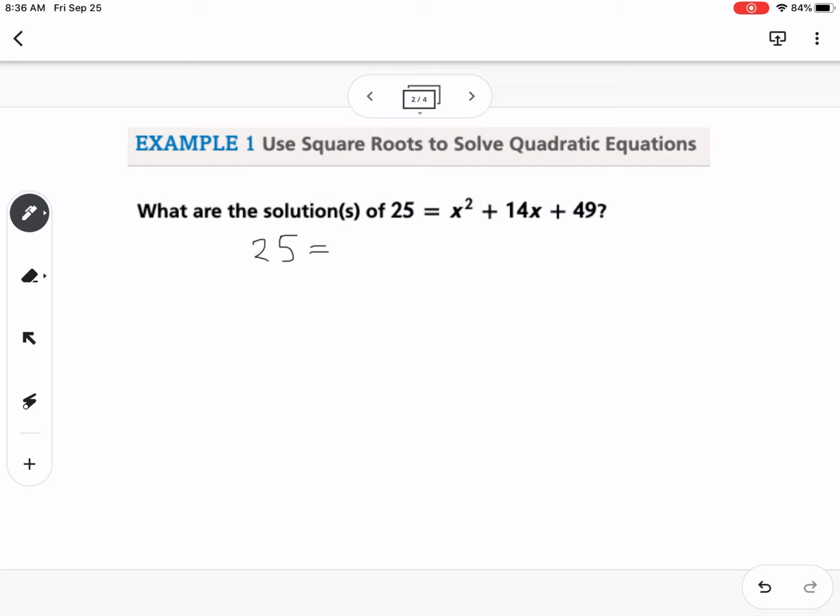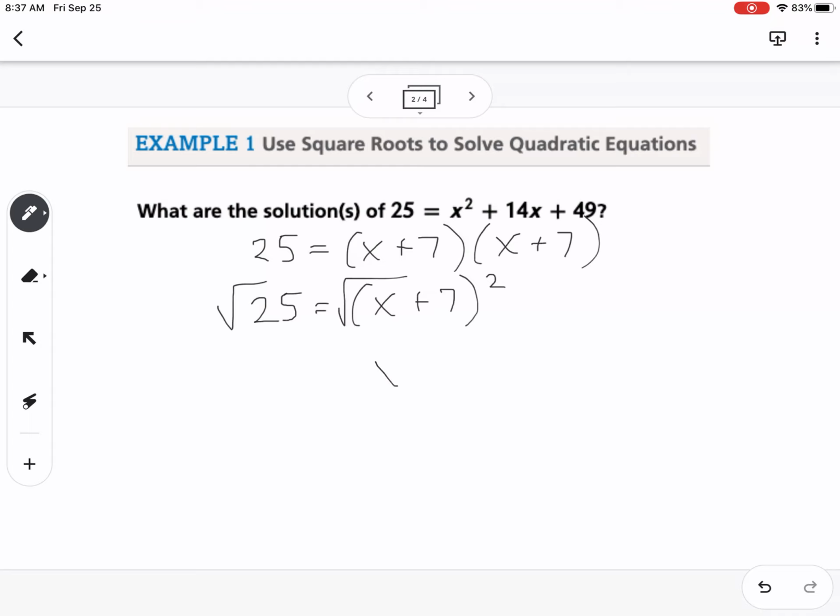So we say what multiplies to 49 and adds to 14. That would be x plus 7 and x plus 7. So this is a perfect square trinomial, which means that both of our factors were the same. So we can write this as x plus 7 squared. Now the reason that this works out nicely is because now we can take the square root of both sides. So on the right-hand side, it just turns into x plus 7.